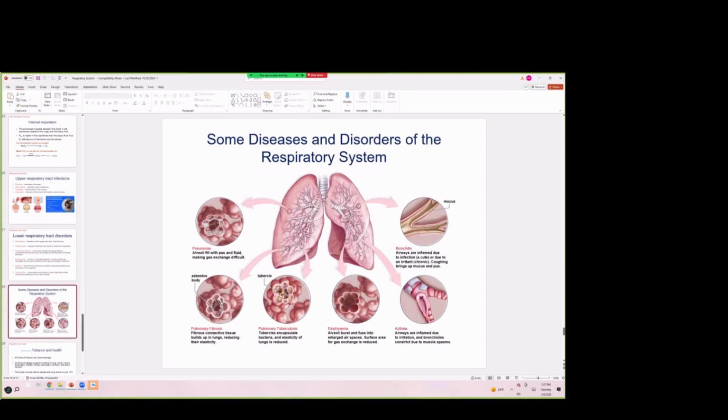Fibrosis, you have connective tissue being built up in here. Tuberculosis, where you have these materials, tubercles, forming in your alveoli. Emphysema, where the alveoli walls break, and then you have a bigger hole. The reason we have these small bunches of alveoli is to increase surface area for your blood vessels to do the exchange of gases.